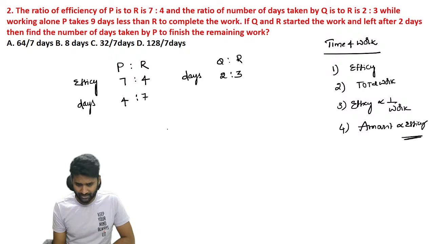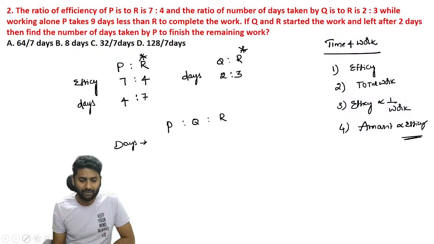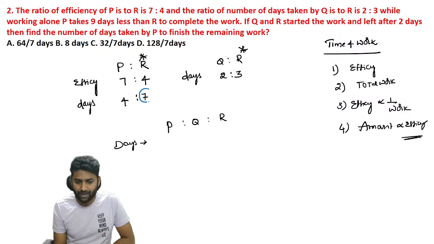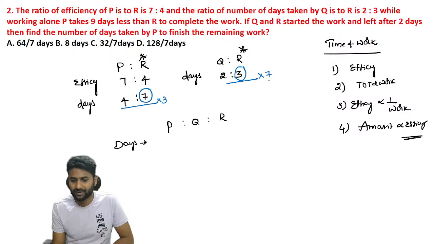Now, if you observe P, Q, R, let's find the days. Guys, if you observe, P is to R and Q is to R, R is the same. R values must be the same. That is the mixed ratio concept. Here the R value is different, and here the R value is different. How are we going to equate it? Then the entire equation is multiplied by 3, and the other entire equation is multiplied by 7.